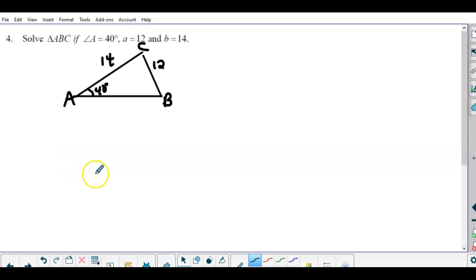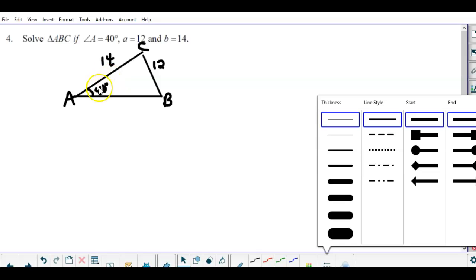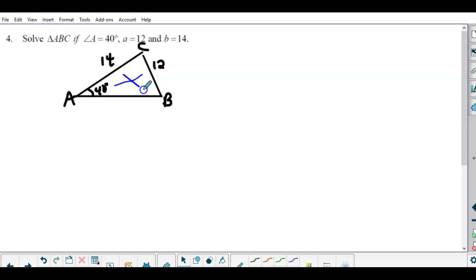And it says solve for the triangle. So you can solve for angle B or C first, right? Because you have to get both of them. You have two sides, and so you have a matchup here. So for sure you do have to use the sine law. And so I'll start with sine B over 14 equals sine 40 over 12.